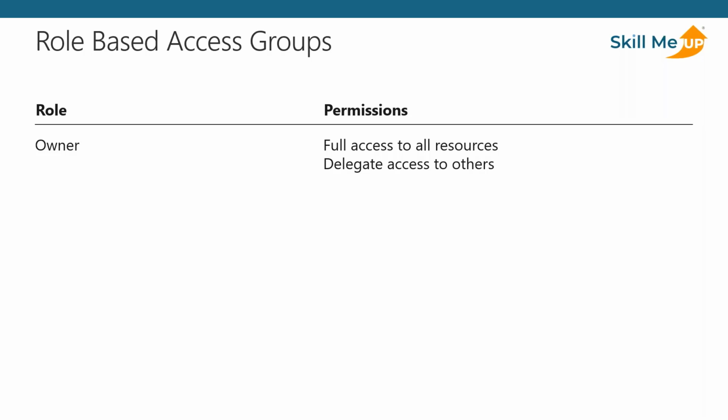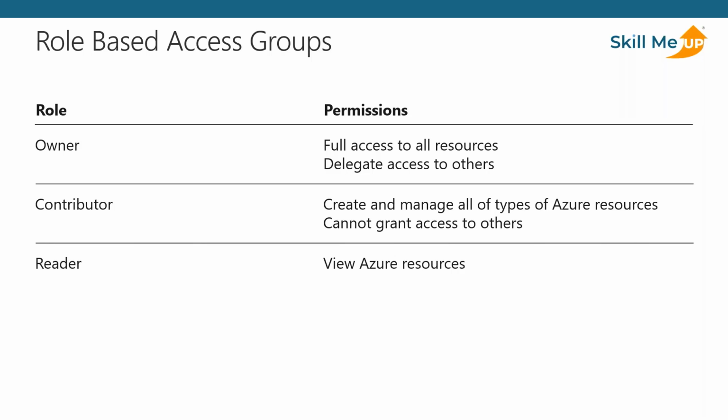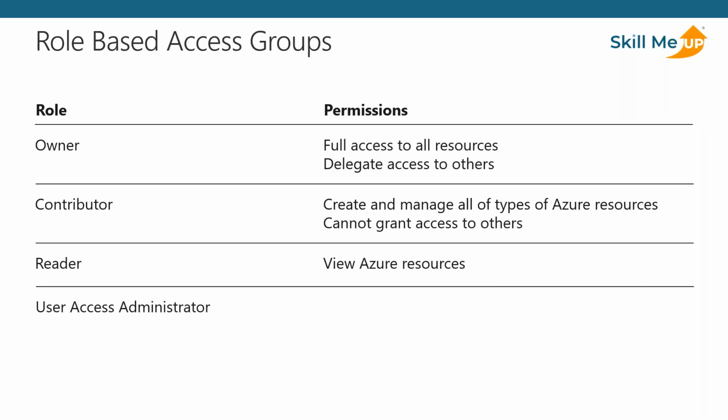So, for example, the service administrator and the co-administrator roles are actually assigned to the owner role at the subscription scope, and it applies to all resource types. You've then got a contributor who can create and manage all types of Azure resources, but cannot grant access to anybody else. You've then got the reader who can view Azure resources, and it applies to all resource types. And then, of course, you have your user access administrator, which can manage user access to the Azure resources.